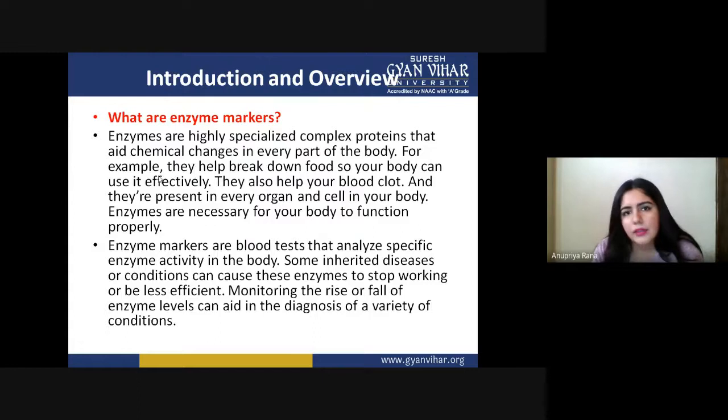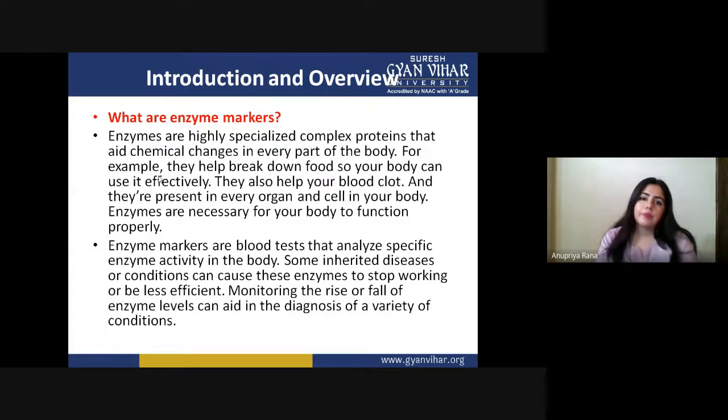A lot of cycles happen inside our body, and they are catalyzed by these enzymes. They increase the rate of reactions, so this is a major function. You can say these are the things really needed for carrying out all the cycles and all the metabolic activities inside our body.